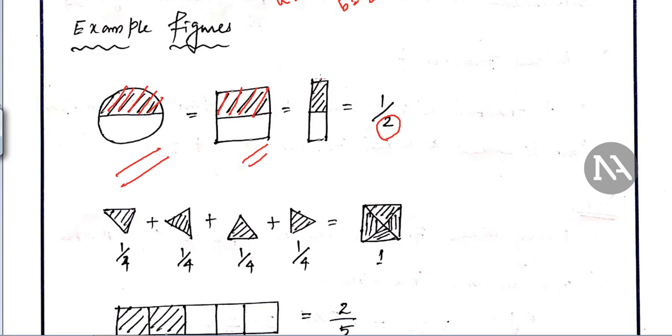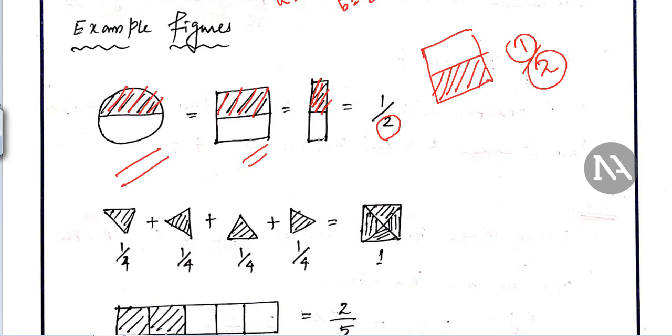Here you can say it is a kind of rectangle. Here also one part has been shaded. Suppose you have a water tank. If half of the water tank has been filled, out of 2 parts, one part has been filled with water, then it is half filled. Out of 2 portions, one is complete.